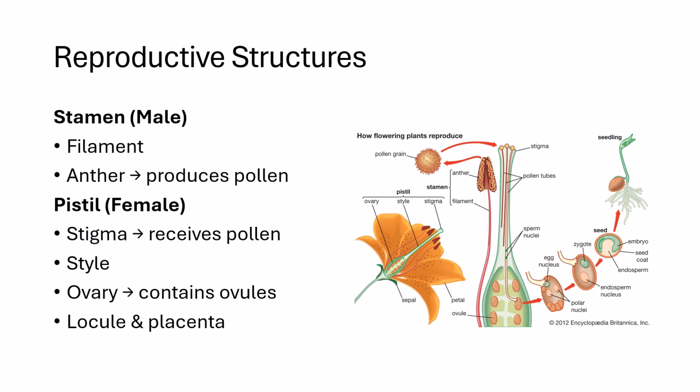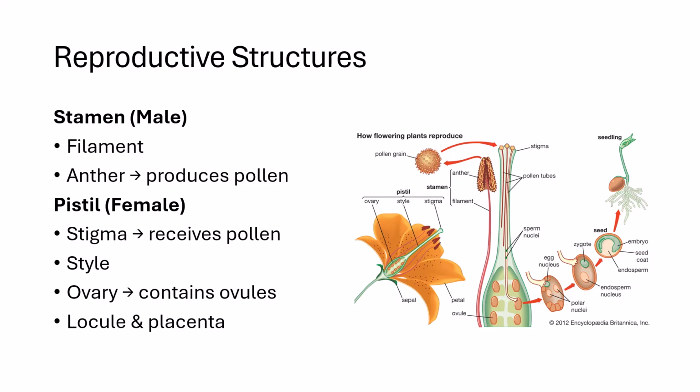The stamen is the male structure. It consists of a filament that supports the anther. Inside the anther, pollen grains are produced. Each pollen grain carries the male gametophyte. The pistil is the female structure. At the top is the stigma, which receives pollen. The style supports the stigma and provides a pathway for pollen tube growth. At the base is the ovary, which contains ovules.